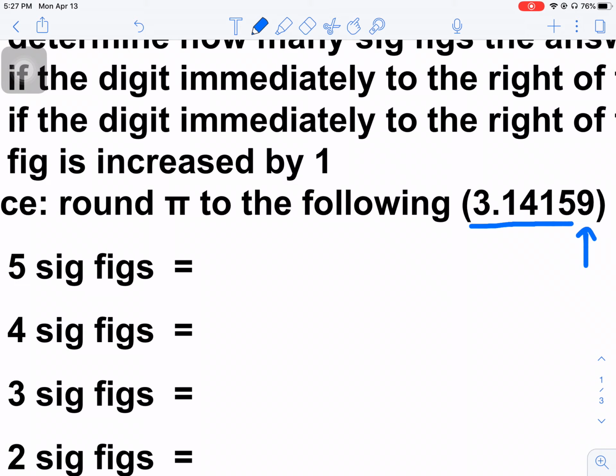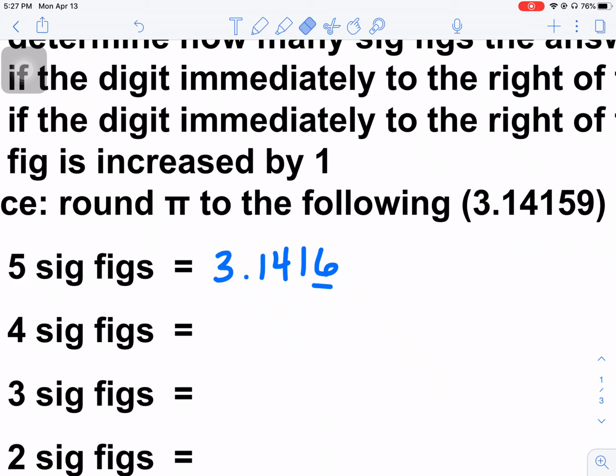In the case of our first example, if a 5 is followed by a 9, we will round it up. So if we wanted to round this number to 5 sig figs, if a 5 is followed by a 9, it rounds up to a 6. So 5 sig figs would be that example.